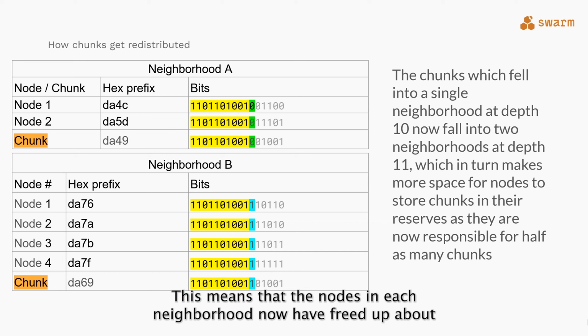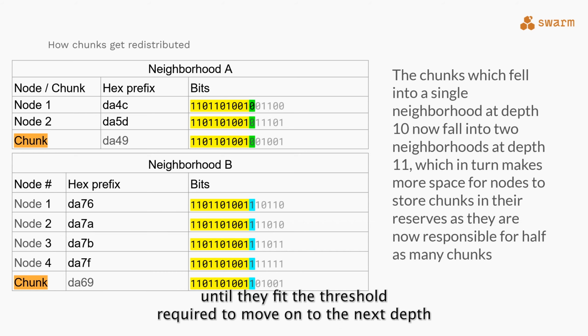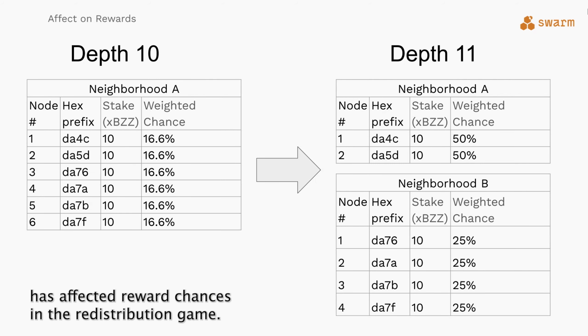This means that the nodes in each neighborhood now have freed up about half of the reserve space and can start storing more chunks at depth 11 until they've hit the threshold required to move on to the next depth 12. Now let's take a look at how the doubling has affected reward chances in the redistribution game.